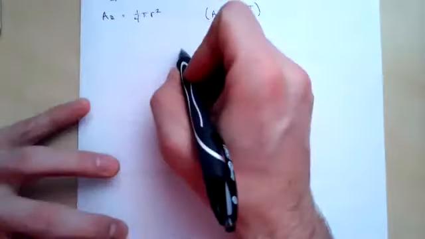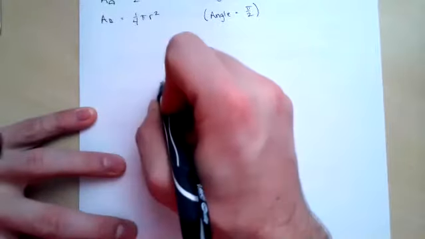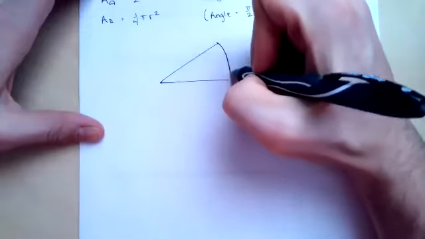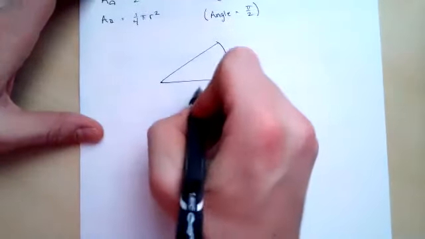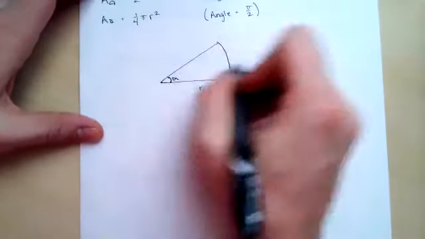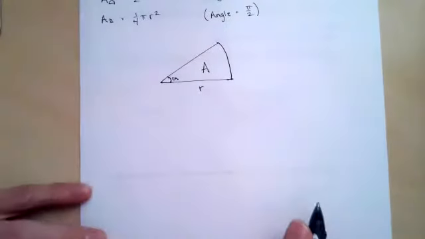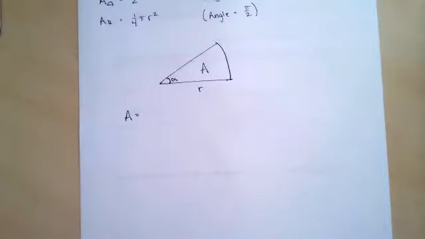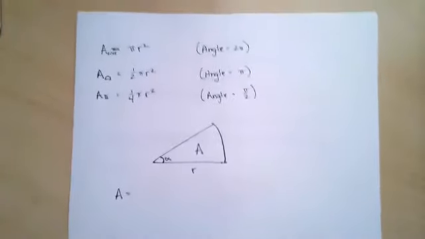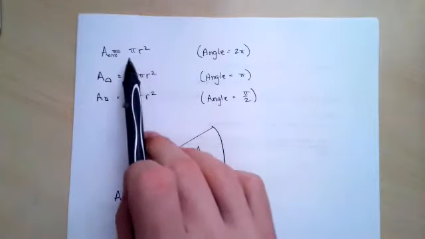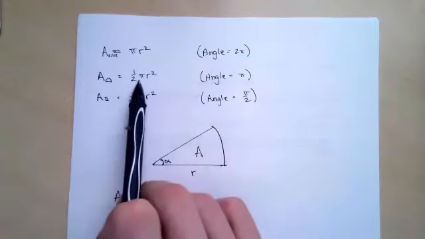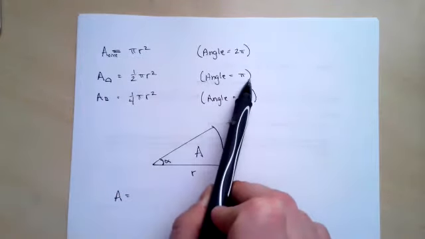Okay, well now what we want is just for an arbitrary angle. We have some piece of pie, we call these sectors. We'll have a radius, some interior angle measure of alpha. So what is my area formula then? Can anyone guess it? So we've got pi r squared, angle is 2 pi. 1/2 pi r squared, angle is pi.